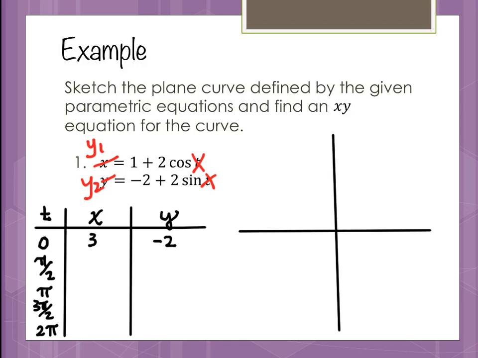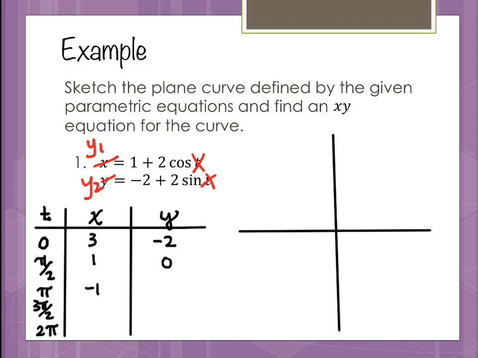Excellent. What happens when we put in pi over 2? What do you get for the first equation if you put in pi over 2? 1. Good. Now you guys all have your calculators going. How about the second one? 0. 0 is correct. What about when you put in pi? Negative 1. And when you do the second equation?